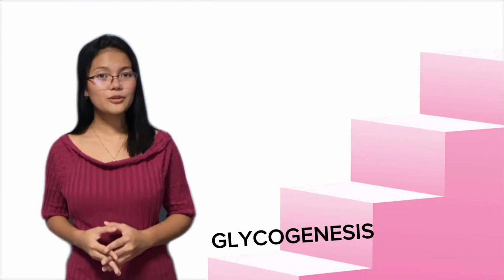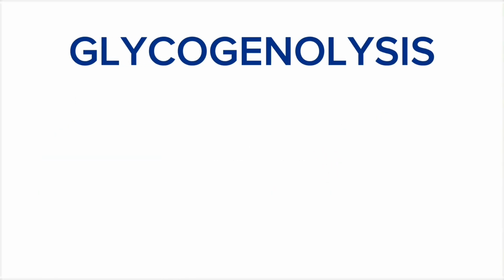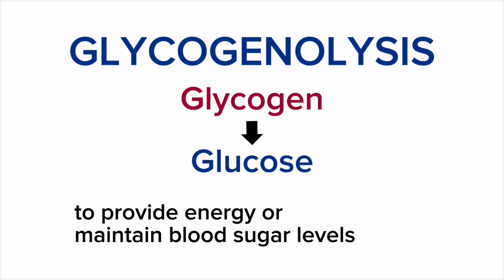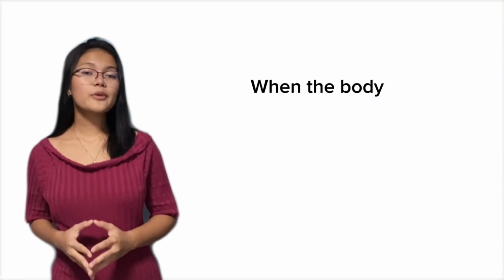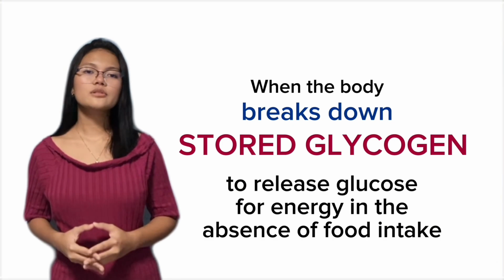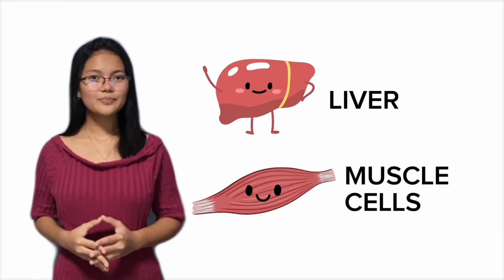Now that we have explored the first metabolic process, which is glycogenesis, it's time to delve into its counterpart, glycogenolysis. Glycogenolysis is the enzymatic process of breaking down glycogen into glucose to provide energy or maintain blood sugar levels during fasting or increased demands of energy. It occurs during starvation, when the body breaks down stored glycogen to release glucose for energy in the absence of food intake. This process takes place in our liver and muscle cells.